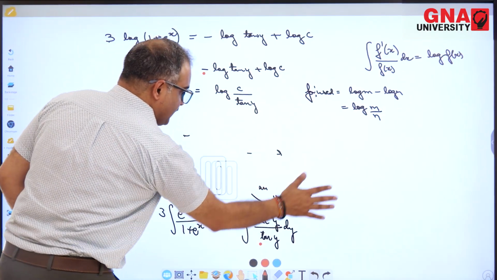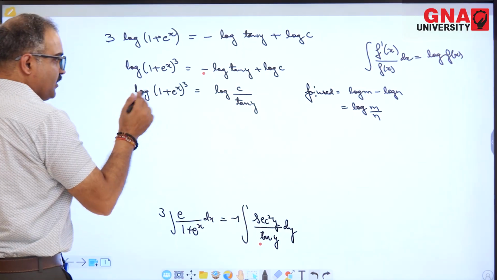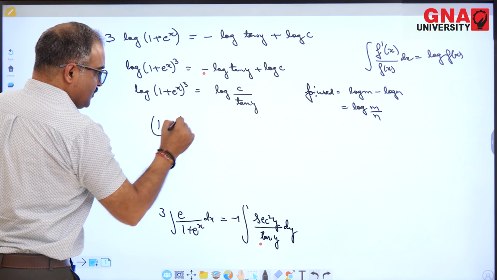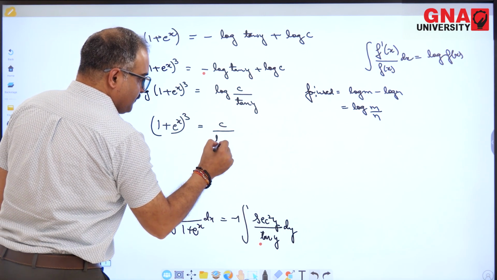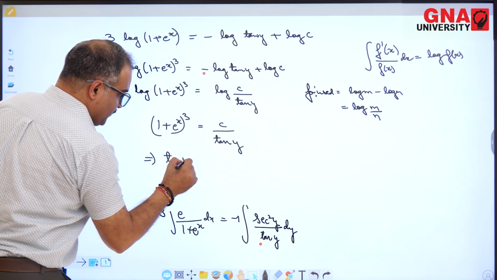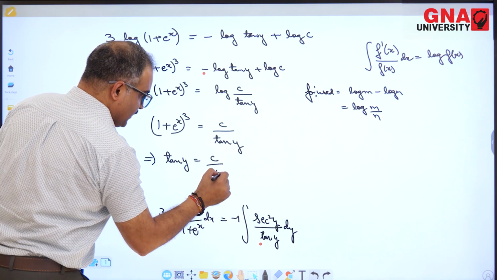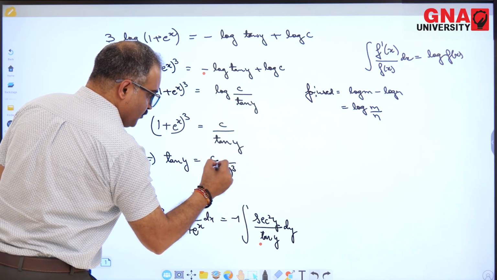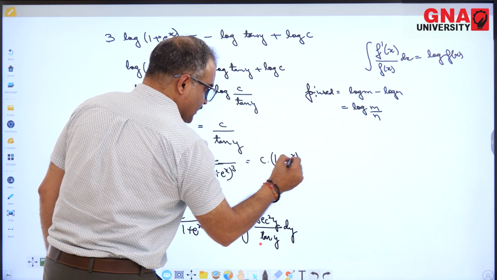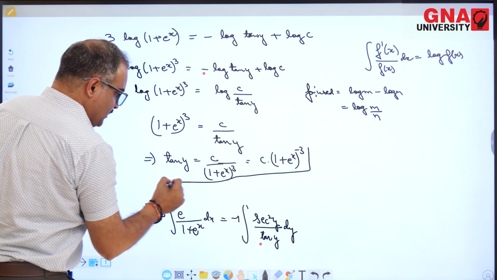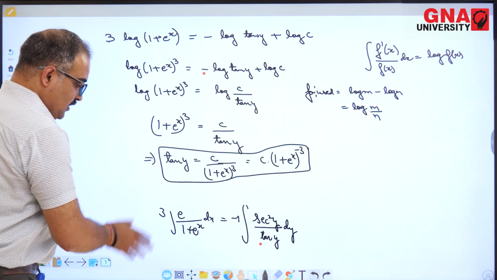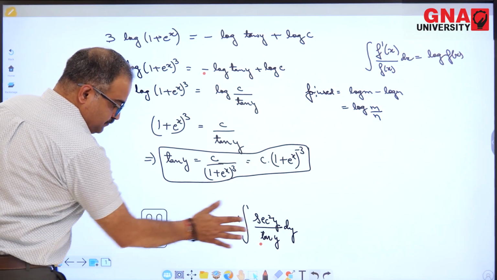Now since we are having both of the terms in terms of log, so log and log both will cancel by using anti-logs. So result will be 1 plus e raised to power x whole cube is equal to c over tan y, or we can also write it as tan y is equal to c over 1 plus e raised to power x whole cube, or it can be written as c times 1 plus e raised to power x raised to power minus 3. So this will be the solution of the given differential equation. Okay, now coming to the next question now.